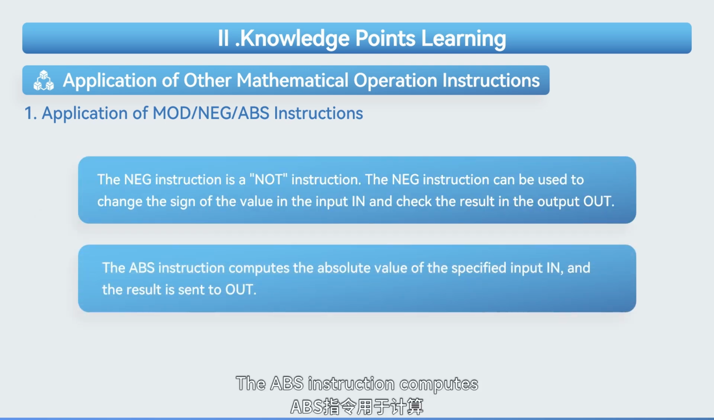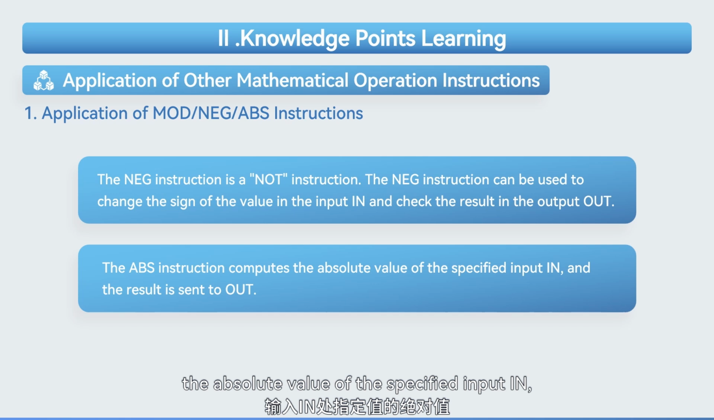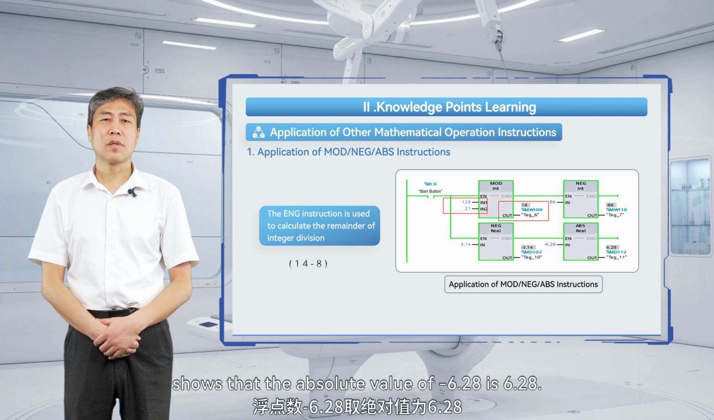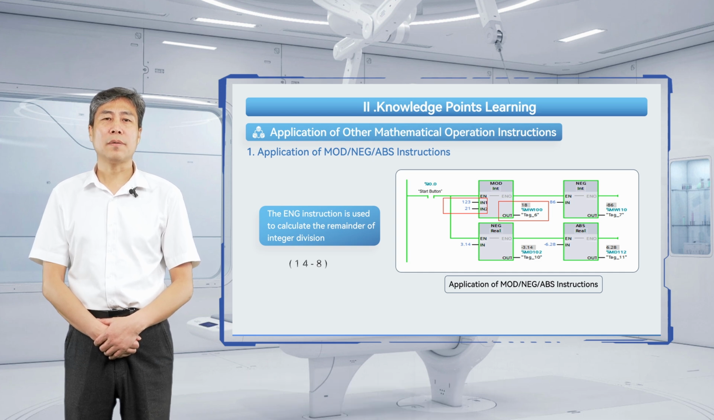The ABS instruction computes the absolute value of the specified input in, and the result is sent to out. In figure 14.8, the ABS instruction module shows that the absolute value of minus 6.28 is 6.28.